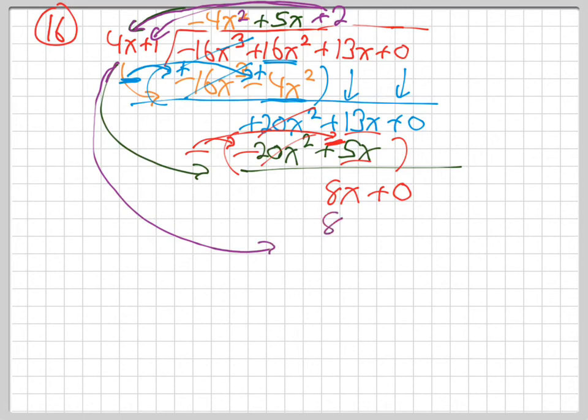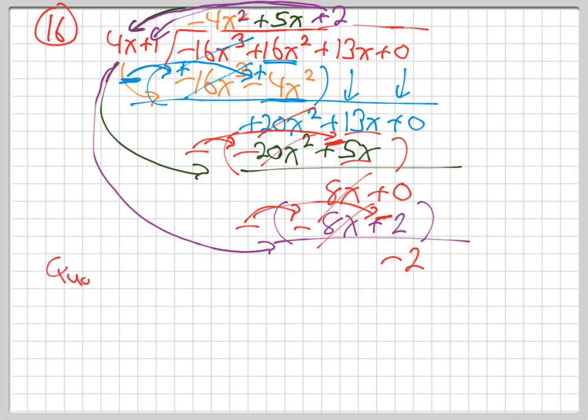2 times 4x is 8x. 2 times 1 is 2. Draw your line. Subtract that whole bottom line. That means the minus goes there and there. 8x minus 8x is gone. 0 minus 2 is negative 2.